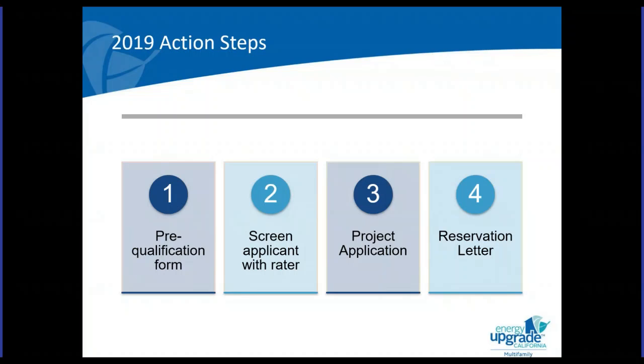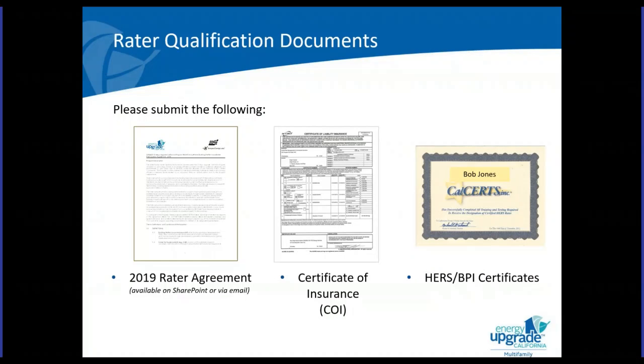I'll make note that the reservation letter is something that the program provides, so you won't find a copy of that on SharePoint, but the pre-qual form and the project application are on SharePoint. Many raters we've worked with in the past, so you're familiar with these forms. If you're a new rater to the program, these are the forms for both that we need to collect. Even if you've participated in the past, we need updated forms for 2019.